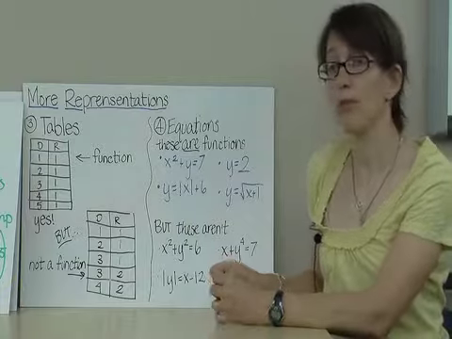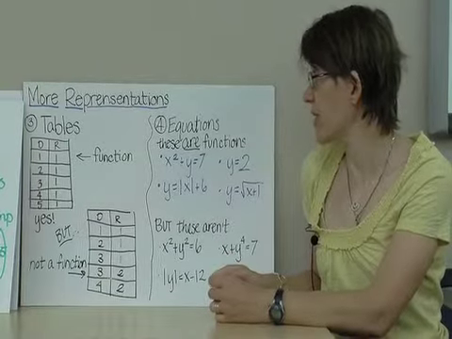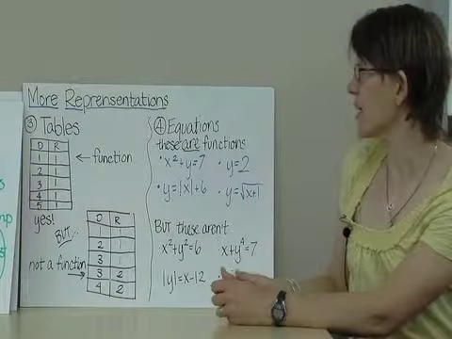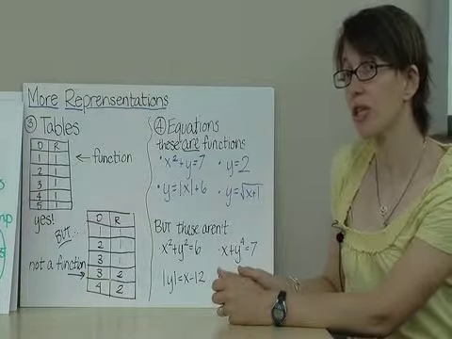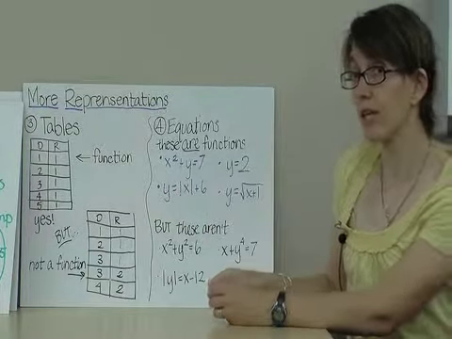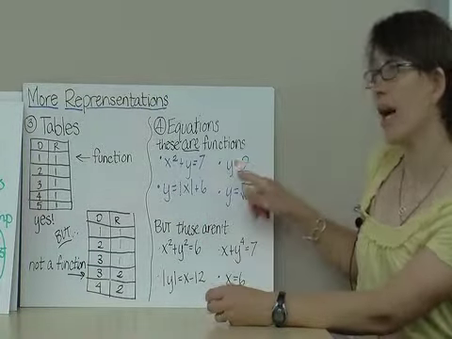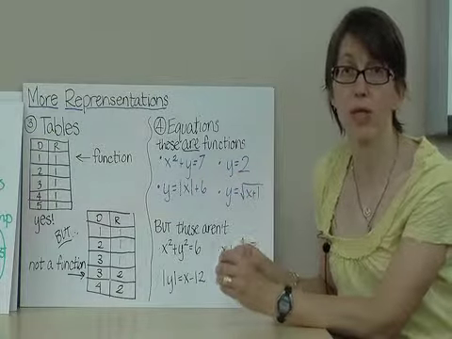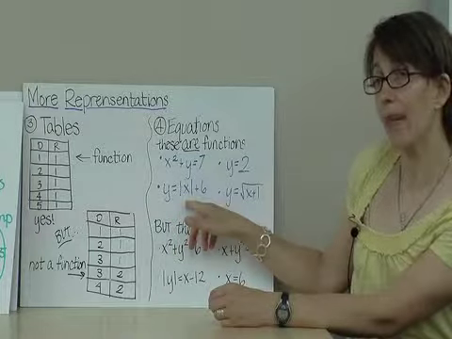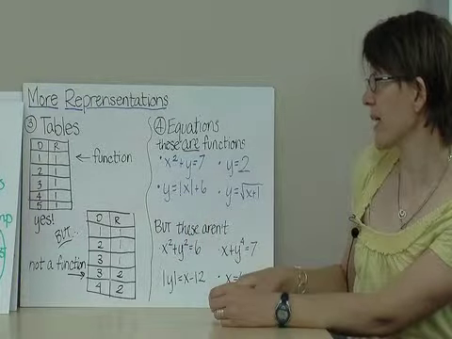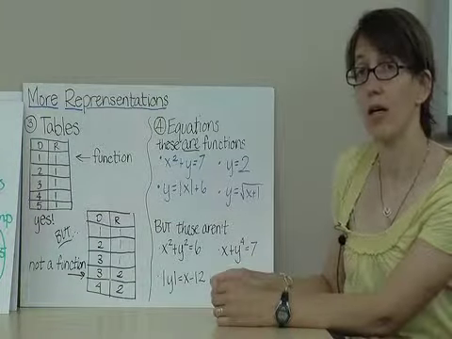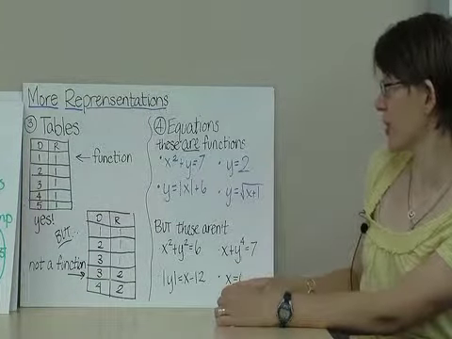In this class, one of the most frequent ways we will deal with functions is with equations. And so I have a whole bunch of examples of function equations here. X squared plus y equals 7 is a function. Y equals 2, that's a horizontal line. It is a function. Y equals the absolute value of x plus 6 is a function. Y equals the square root of x plus 1 is a function.